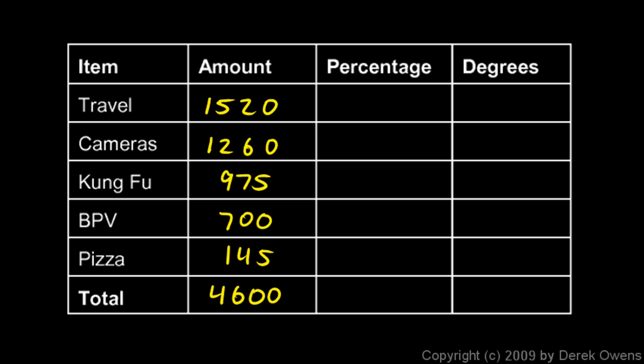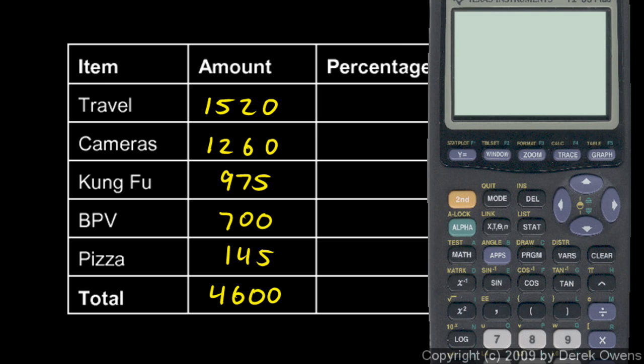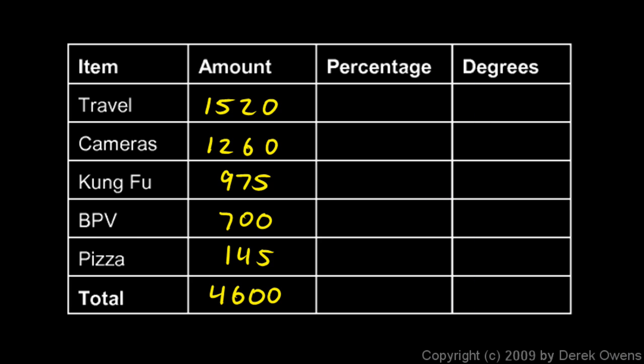Now, we need to figure out what percentage of the total each of these is. So the travel was $1,520. That's $1,520 out of the total of $4,600. So we'll pull up the calculator here and put in those numbers. 1,520 divided by 4,600 gives me 0.330. So that's 33%, or 33.043 and so on, but we'll call it 33%. So 33% of the total was spent on travel.